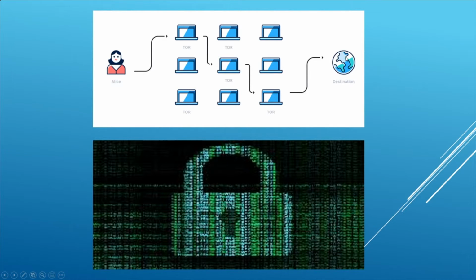It's important to note that the computer sequence is always randomized. So in this example, it wouldn't always be the same three computers. Next time it could be computer B to computer D to computer E to computer F and then your destination. And all this, plus the fact that your information is being encrypted, makes it basically almost impossible to trace any users of a Tor browser.